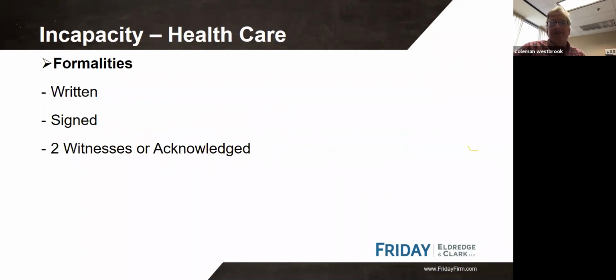And there's a little more formalities. Anytime you start talking about health related agencies and authorities, there's a little more formalities. Typically it has to be witnessed by 2 witnesses, but just recently our state said it can either be 2 witnesses or acknowledged by a notary. So there's no longer the requirement for 2 witnesses, but there's a formality to this document. Writing, signed, and either witnessed or acknowledged by a notary.